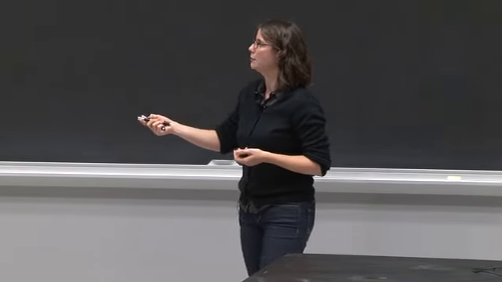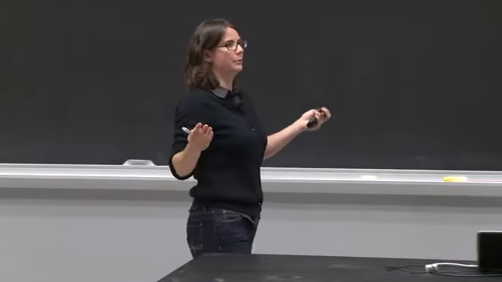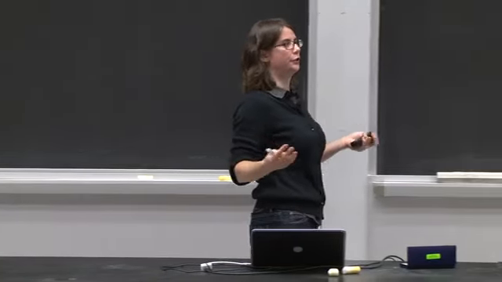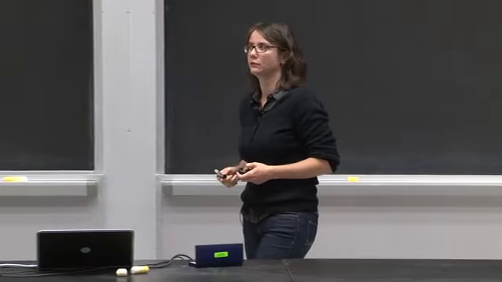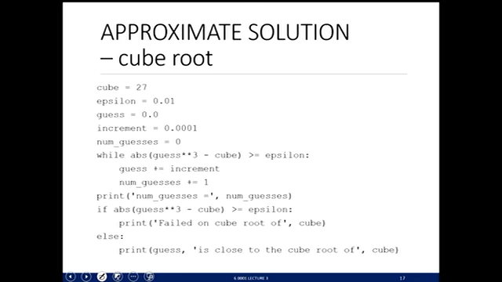Same sort of idea with epsilon. You can change epsilon. If you change epsilon to be a bigger epsilon, you're sacrificing accuracy, but you're going to reach a solution a lot faster. So here's the code for the approximate solution of a cube root.